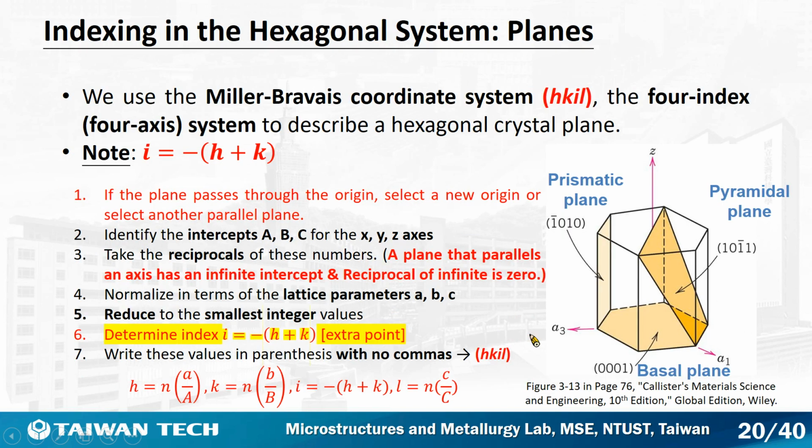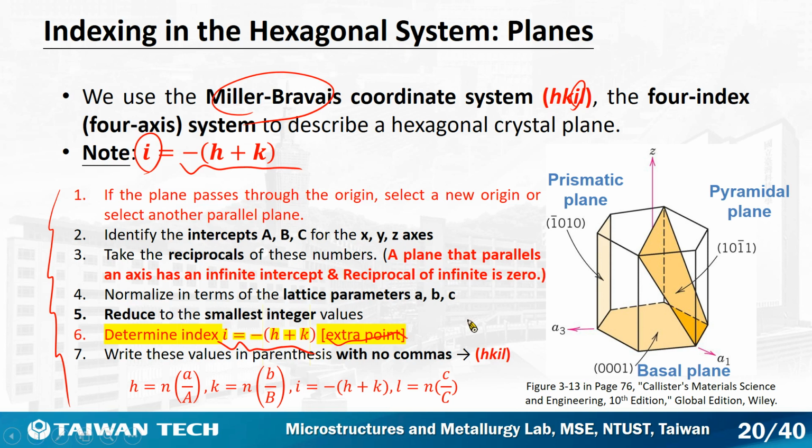Okay, after knowing how to see this indexing in hexagonal for direction, let's see for planes. This is the Miller-Bravais coordination system, HKIL. So we know HKL, right? For a four index system, we add I here, and I equals minus H plus K. So all of these are the same. We have an extra point here for hexagonal systems. I equals minus H plus K.